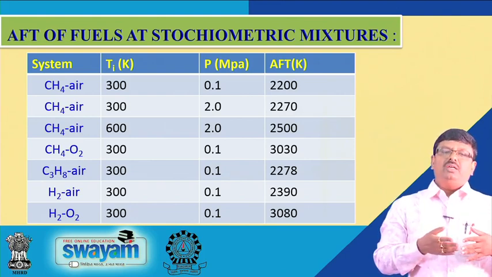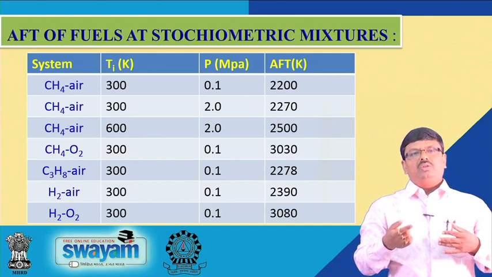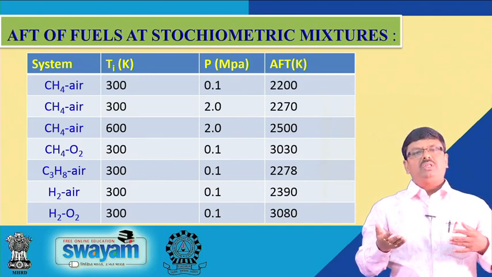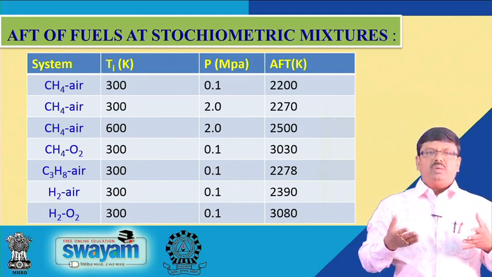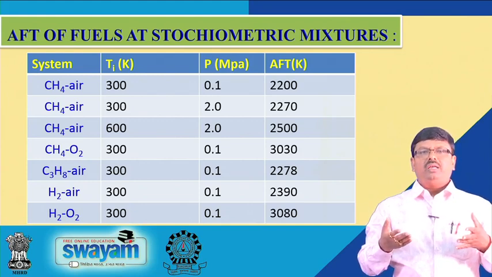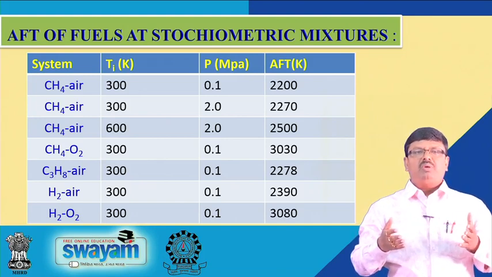Now, when oxygen is supplied instead of air, then you see, just have a look at this figure of this AFT where this temperature is 3030. So, this is high. Now, at this temperature 300 degree centigrade and this pressure 0.1 MPa, and here this AFT 3030, this is the adiabatic flame temperature that you are getting.